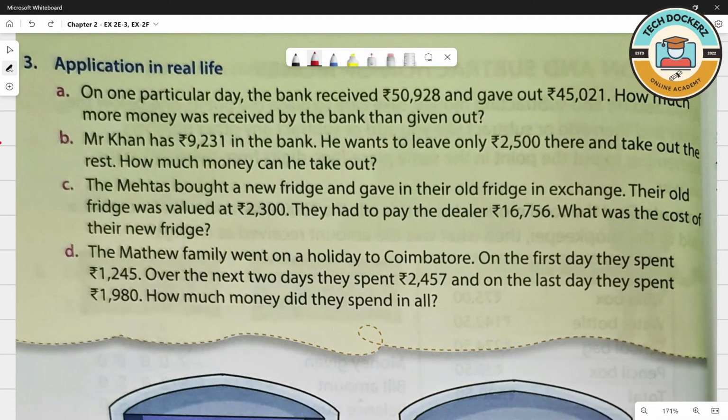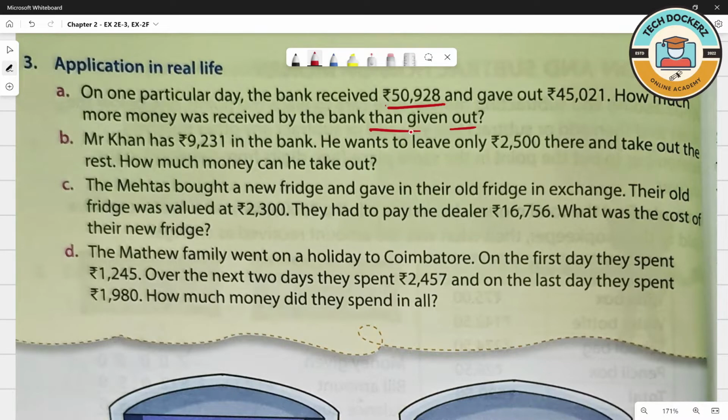Question number 3, application in real life. On one particular day, the bank received 50,928 rupees and gave out 45,021 rupees. How much more money was received by the bank than given out?